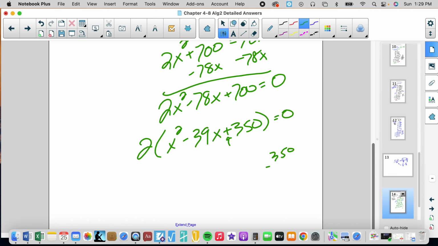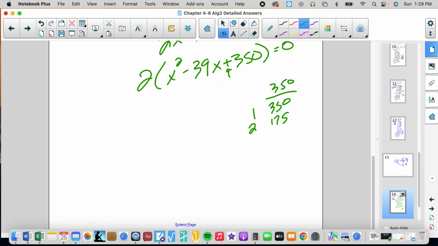So 350 factors are 1 and 350, 2 and 175. 3 no, 4 no, 5 yes. 5 is going to be 60. No, 70. 70, Mr. Mac. 6 no, 7 yes. 7 and 50. Are we getting closer? Not yet. 8 no, 9 no, 10 yes, 10 and 35.